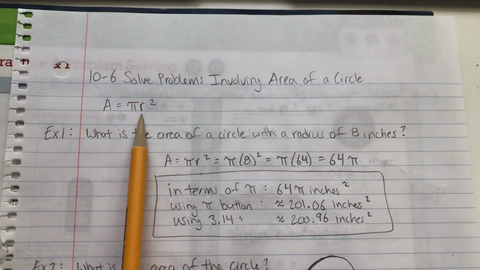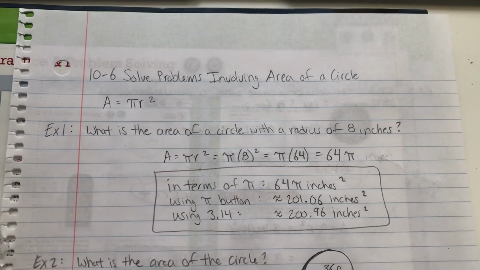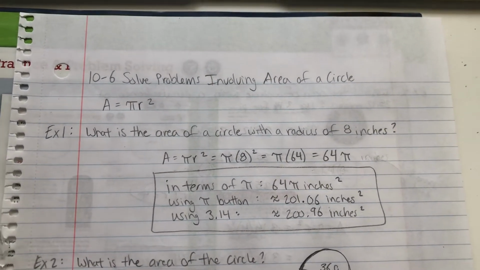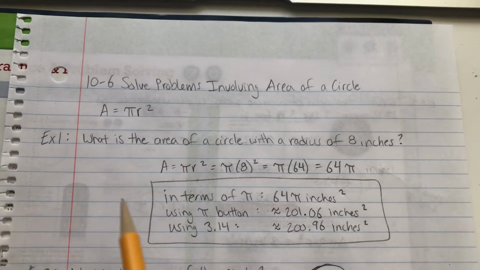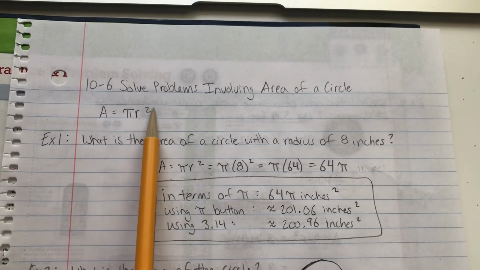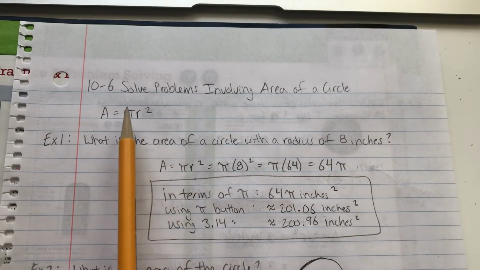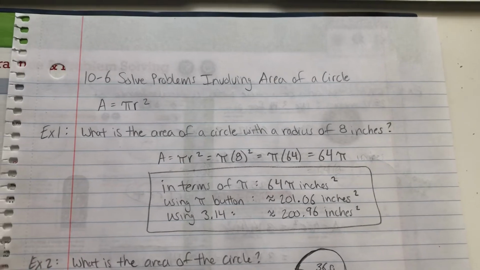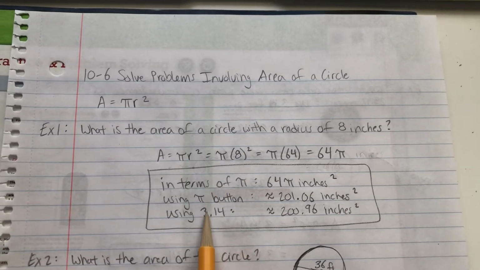Okay. Also keep in mind order of operations. So if we think of GMA, or grouping symbols, exponents, multiplication, division, addition, subtraction. When we use our order of operations, exponents come first, so we would square the radius, then we'd multiply that value by pi. Also, like in lesson 10.5, there's three ways you can write your answers, as you see here.